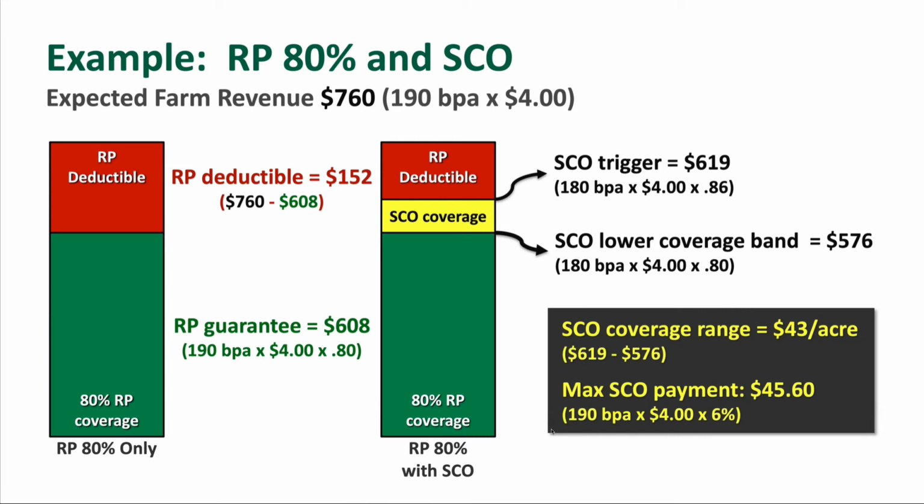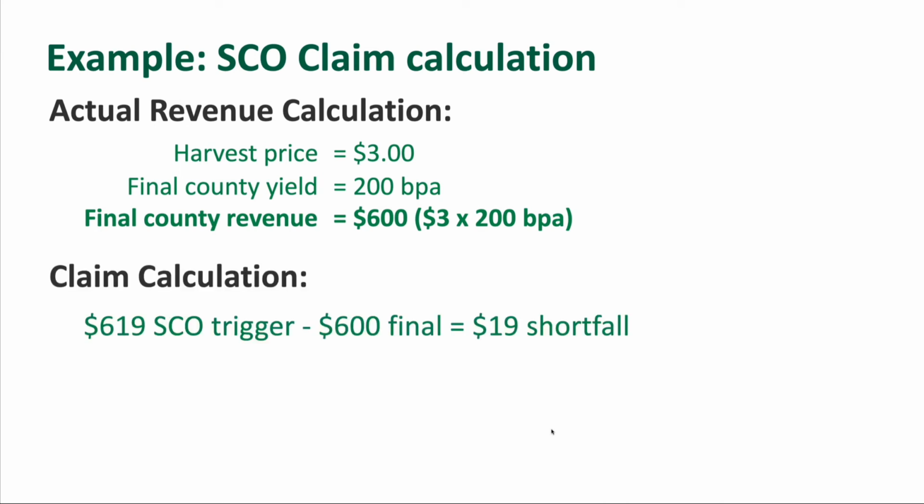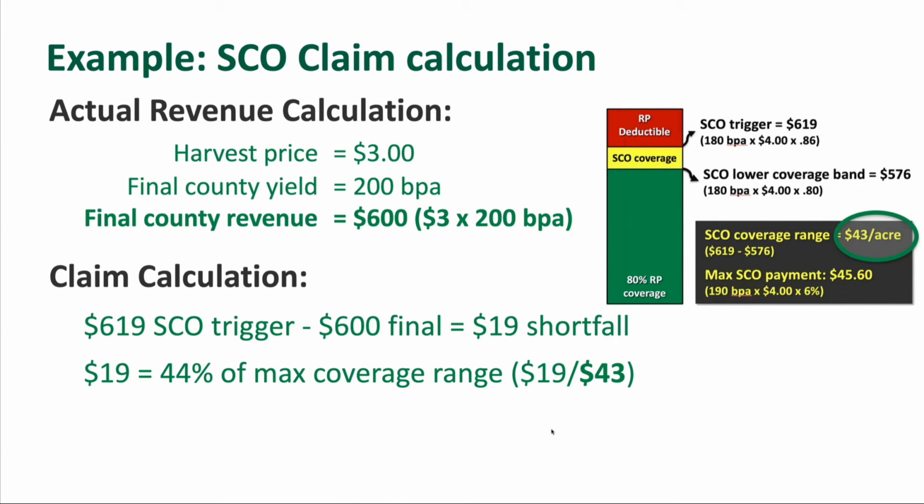Last year is $4. Since we're getting 6% of coverage, this particular farm's max payment would be $45.60. Then to calculate the possible claim, they just calculate the county's final revenue, final county yield times that year's harvest price, and calculate how much short the county revenue came in below the county trigger, in this case, $619. In this example, we said it came in $19 short.